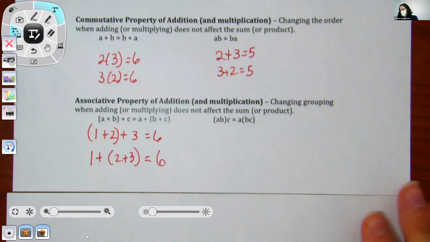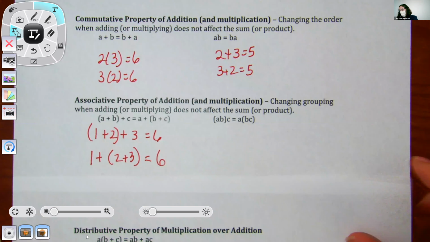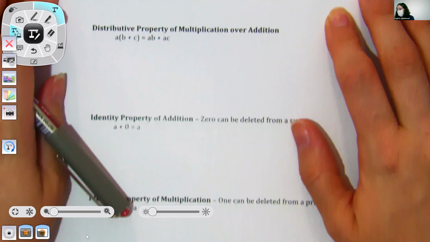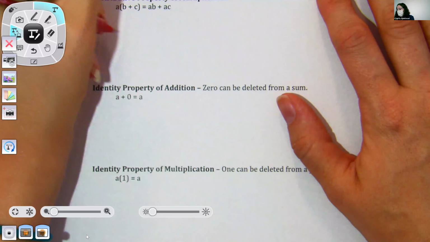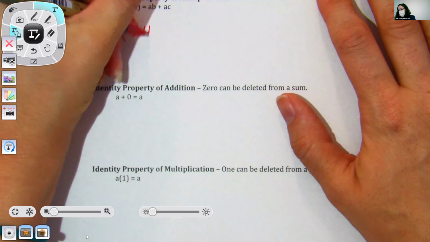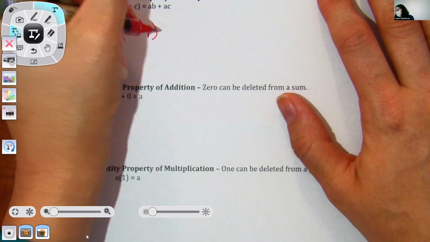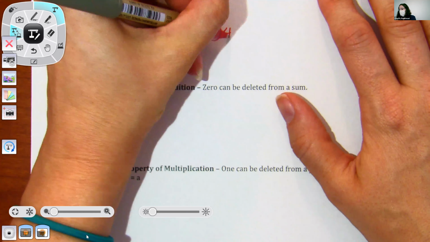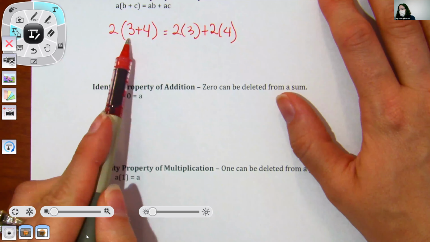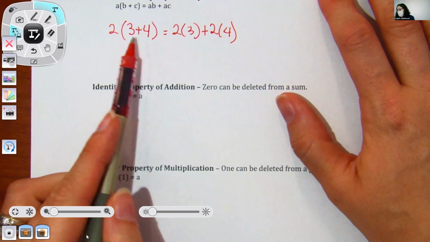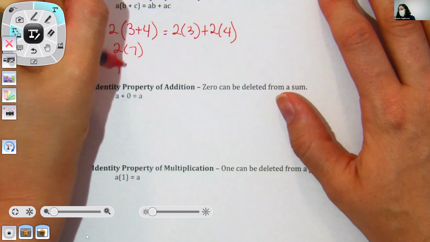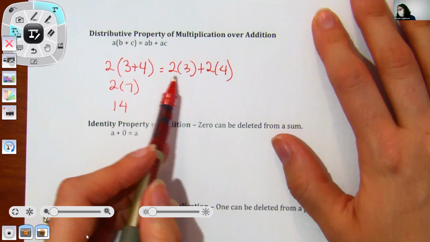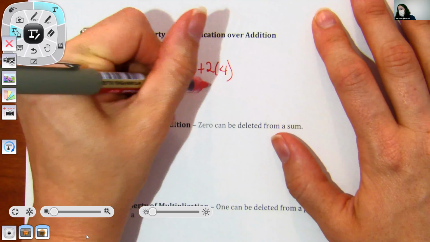And then there is the distributive property of multiplication over addition. For example, let's say you have 2 times (3 plus 4). That is the same thing as 2 times 3 plus 2 times 4. If you did it this way, you'd add 3 plus 4 is 7, and then 2 times 7 would be 14. Or you could do 2 times 3 is 6, plus 2 times 4 is 8, and then 6 plus 8 is again 14.